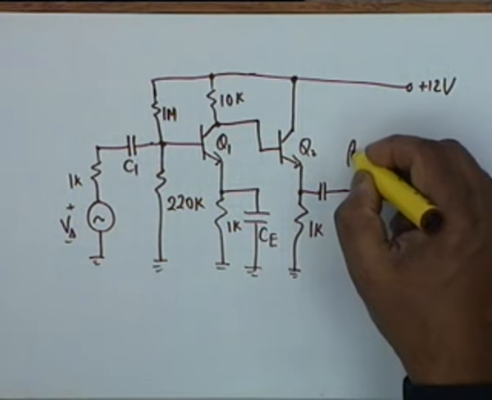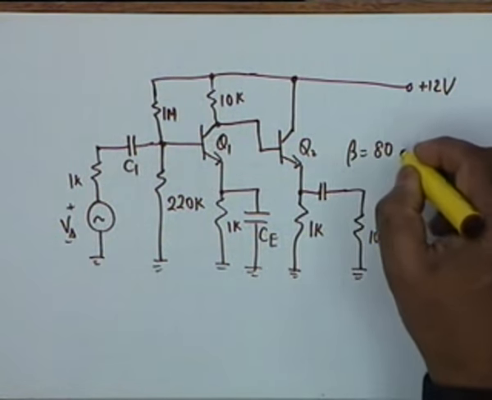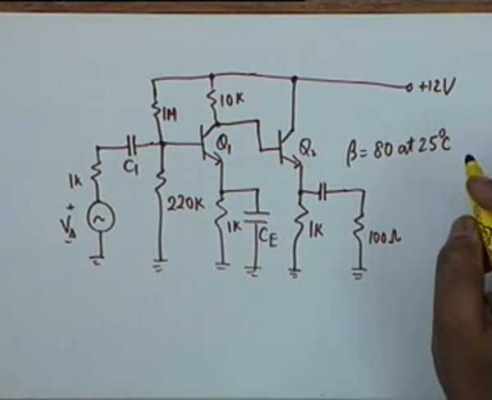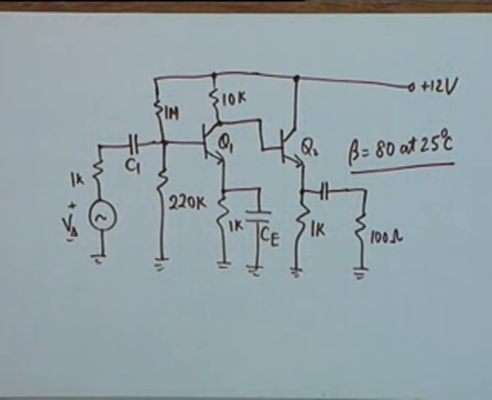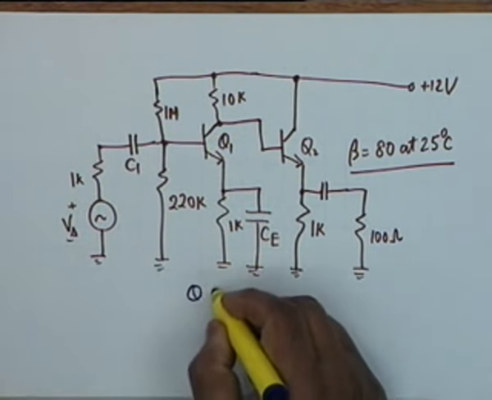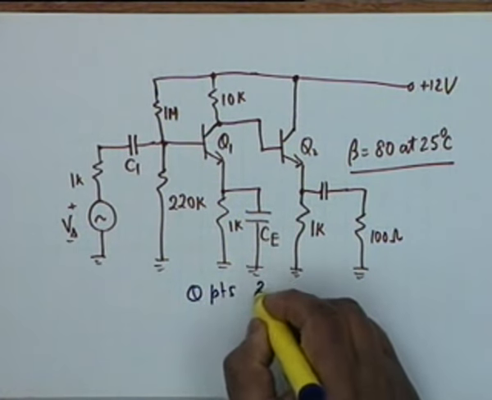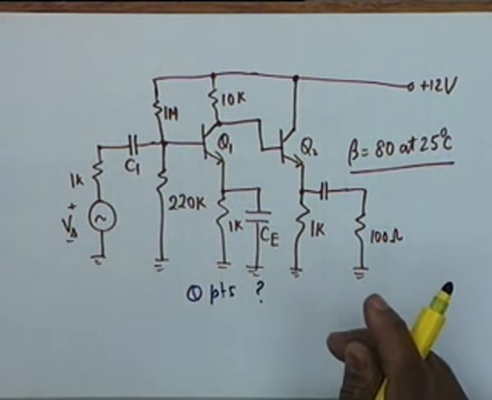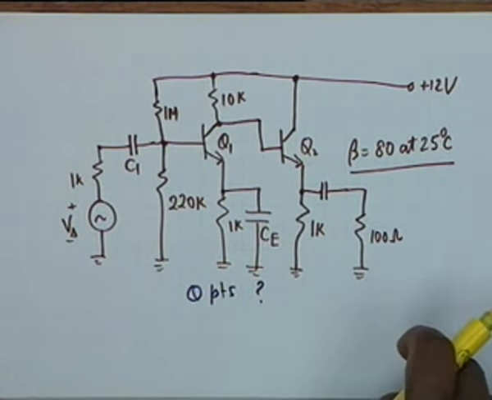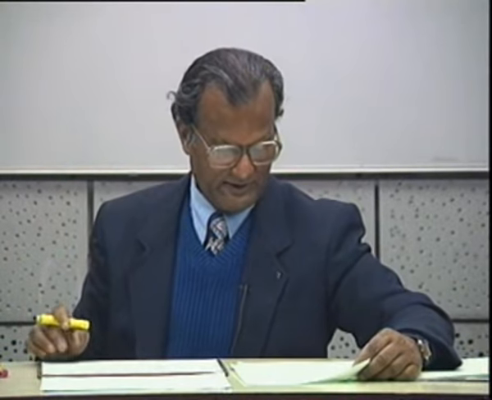Beta is given as 80 at 25 degrees C. The questions are the following. First, find the Q points of Q1 and Q2, that is IC1 and IC2, VCE1 and VCE2. That will determine the Q point.